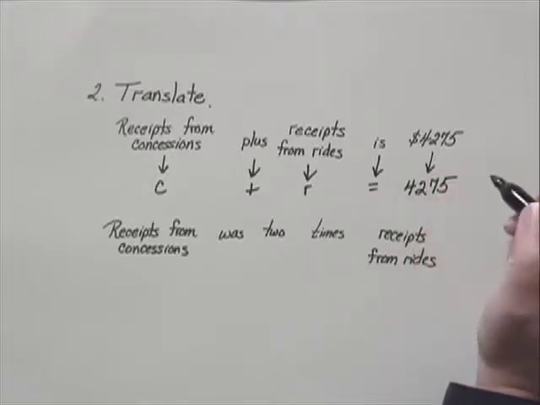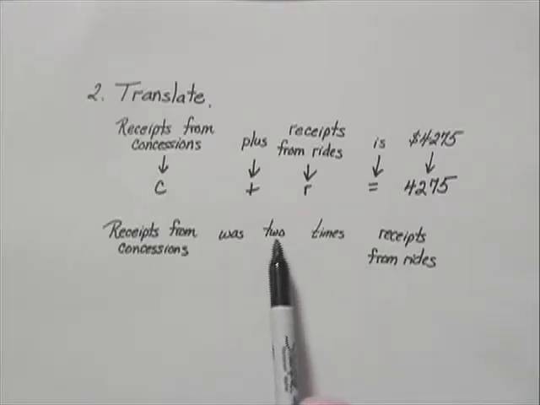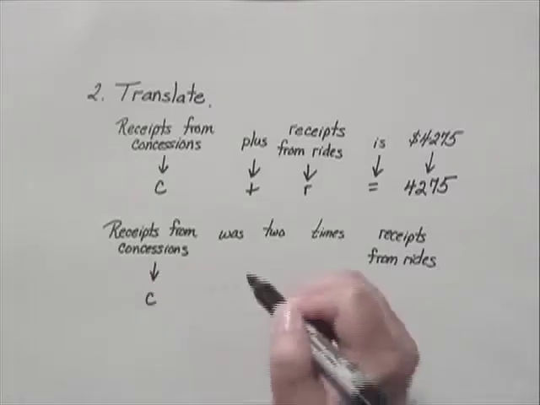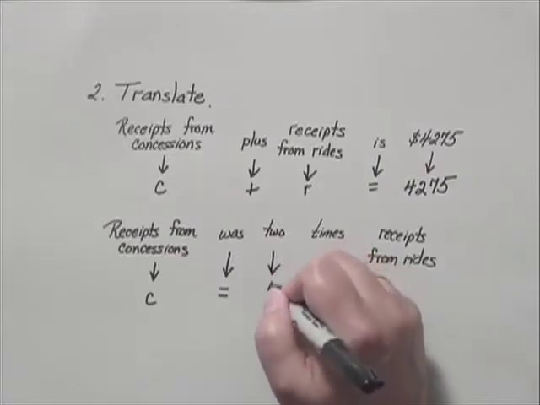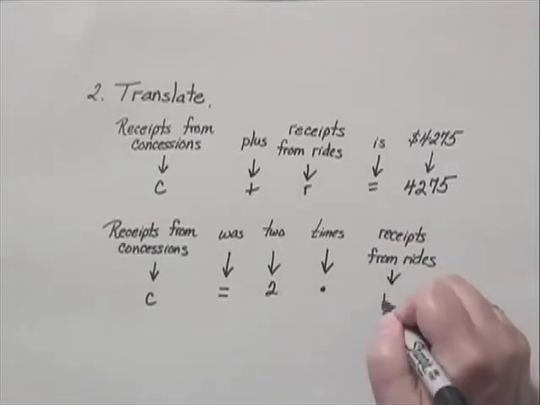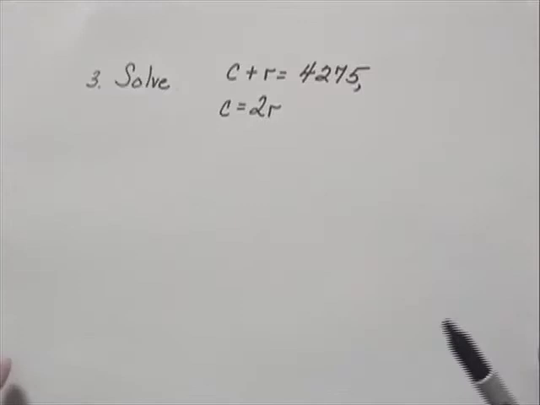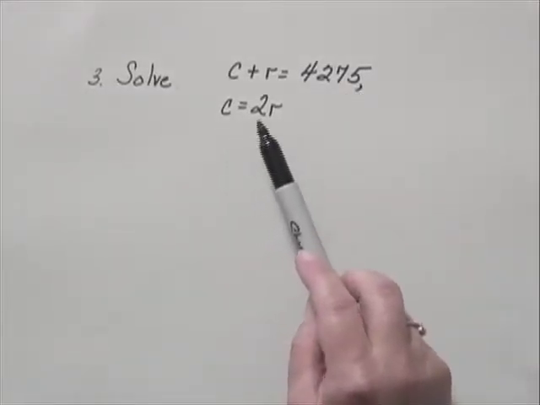$4,275. The second statement that we learned from the problem was that the receipts from the concessions was 2 times the receipts from the rides. Again, translating, we have C equals 2 times the receipts from the rides, R. So we have a system of two equations and we can solve that system. We have C plus R equals 4,275 and C equals 2R.